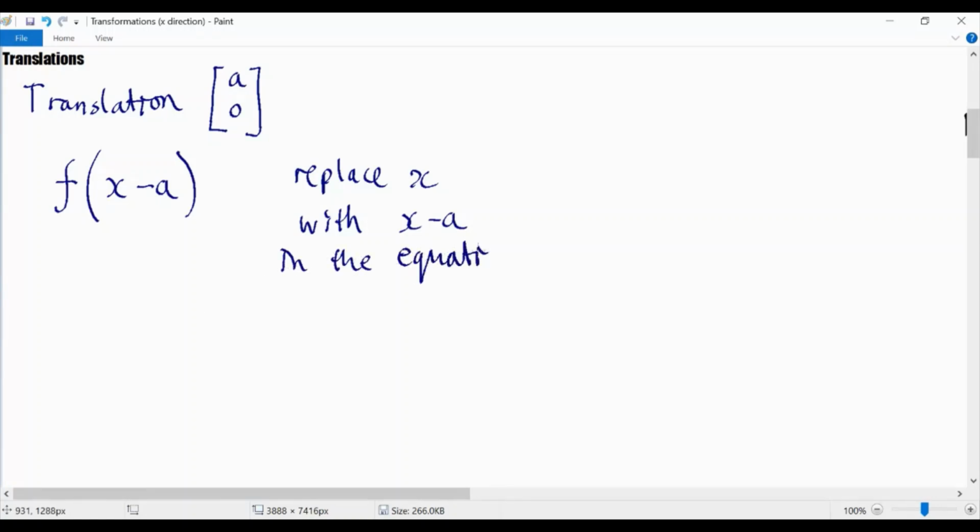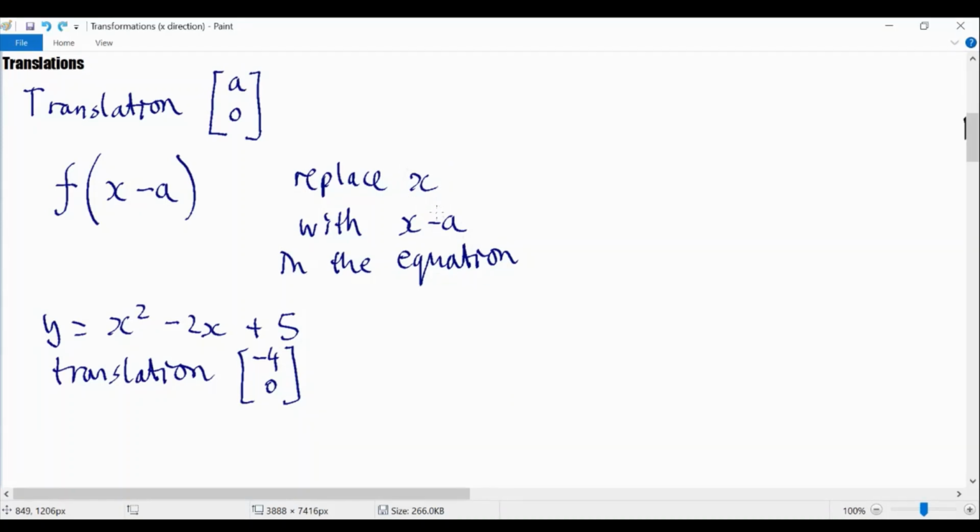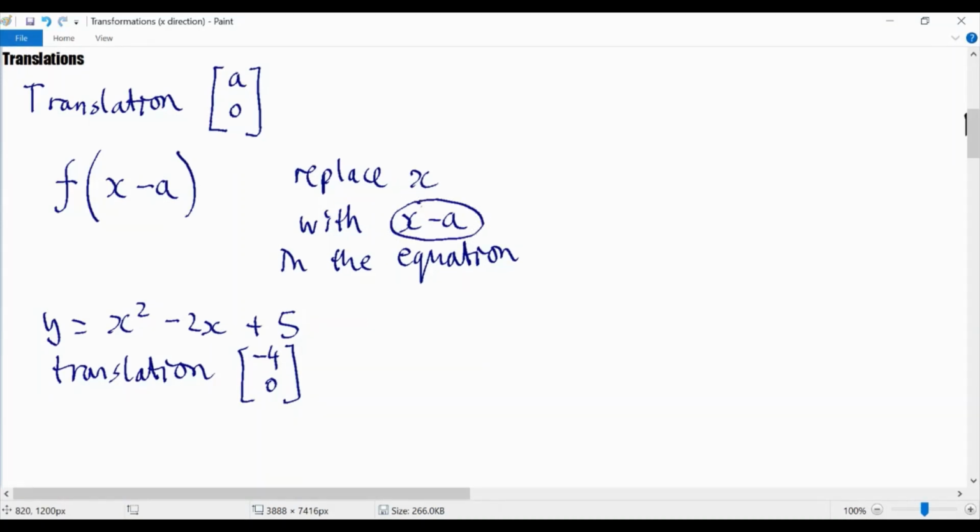As an example, we could look at a quadratic, using the same classic quadratic I've used a couple of times in the previous video: y equals x squared minus 2x plus 5. I actually can't remember if that was the right quadratic now, but never mind. And we're doing a translation of, let's say, minus 4, 0. Then every x in the equation is going to be replaced with x minus the number we're translating it by. But because we're translating by minus 4, x minus minus 4 is, of course, x plus 4.